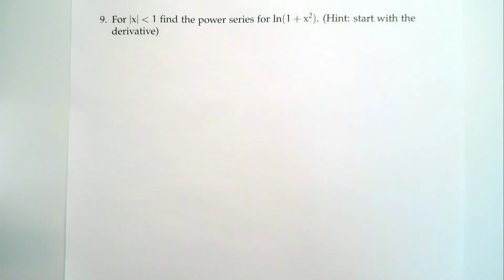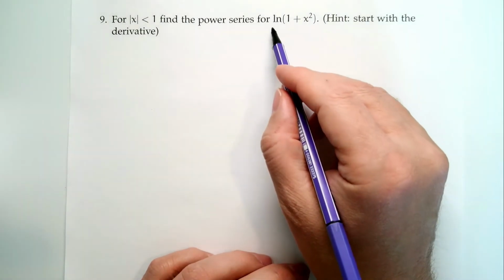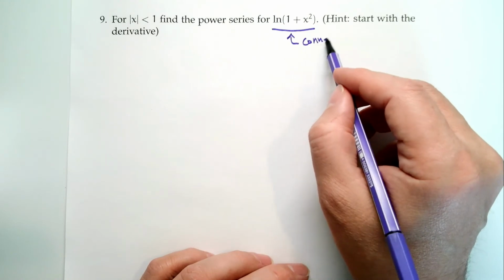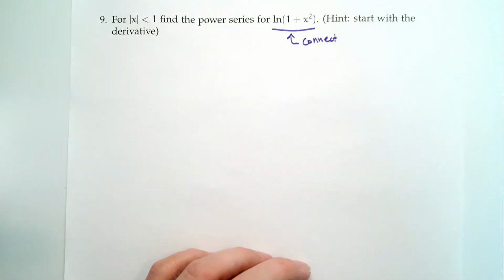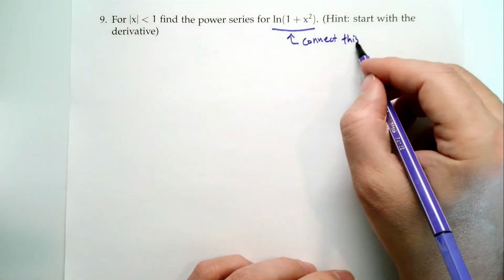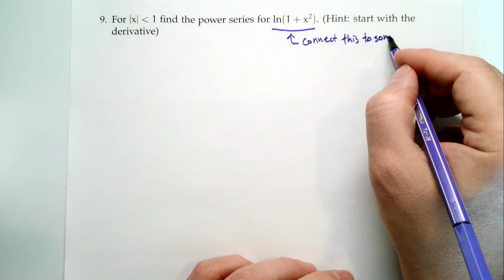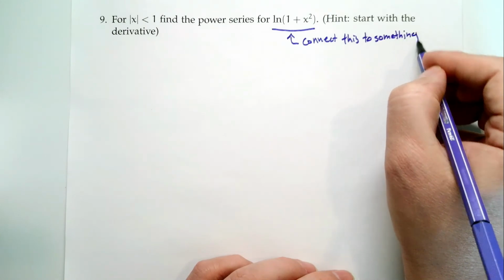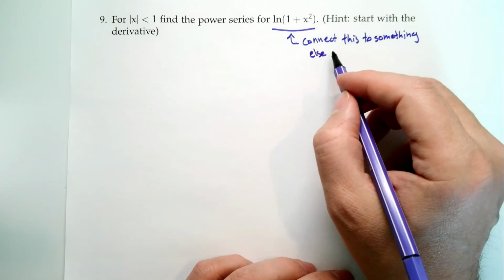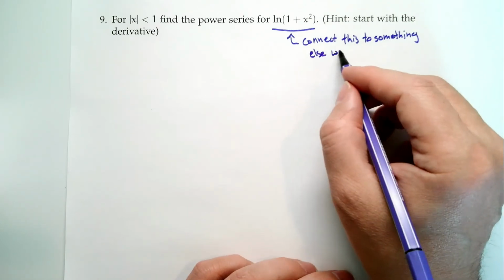So how are we going to do this? Well, the thing is we don't want to reinvent everything from the ground up. So the question is, how can we connect this function, natural log of 1 plus x squared, to something else we already know? So that's oftentimes what we do. Let's connect this to something else we already know.